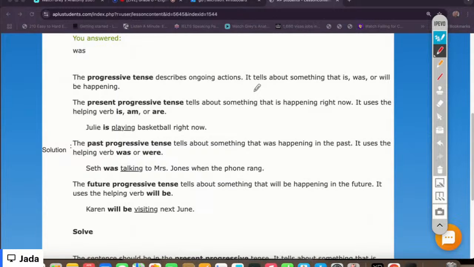All right, so we have the progressive verb tense. It describes ongoing action, actions that are still going on. It tells about something that is, was, or will be happening. So, is happening, was happening, or will be happening.